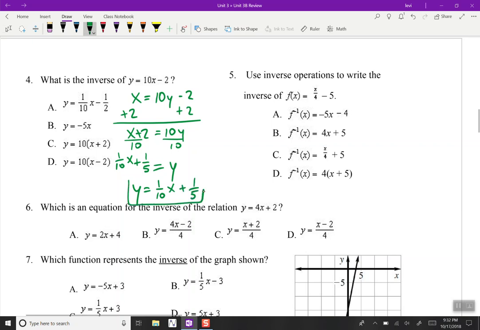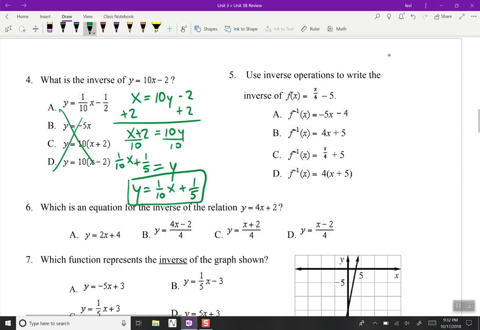And so it looks like we don't have the same answer. We've got 1/10 x minus 1/2. Well, we added 2 to both sides, and then dividing by 10 makes 1/5, not 1/2. And this one, if we distributed, wouldn't make what we have. So I'm going to say all these answers are wrong, and that's our correct answer. Same thing here. Let's do this one.